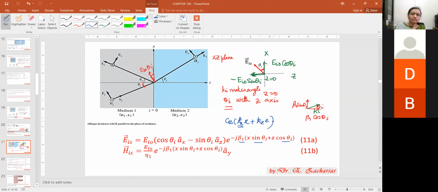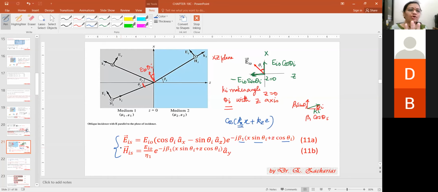Okay, now this is what we are going to do for the magnetic field and the electric field, for the incident ray, for the transmitted ray, and for the reflected. But did you understand this one, at least one equation? Don't get scared. You are simply on the xz plane.